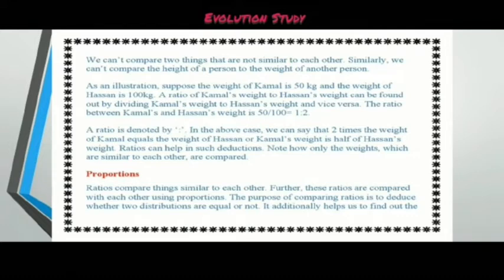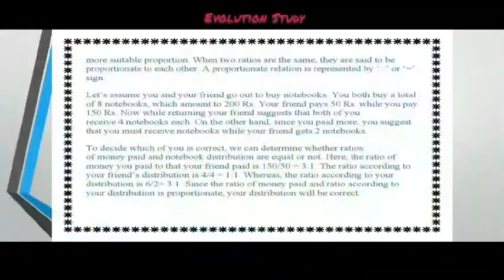Proportions. Ratios compare things similar to each other. Further, these ratios are compared with each other using proportions. The purpose of comparing ratios is to deduce whether two distributions are equal or not. It additionally helps us to find out the most suitable proportion. When two ratios are the same, they are said to be proportionate to each other. A proportionate relation is represented by an equal to sign.